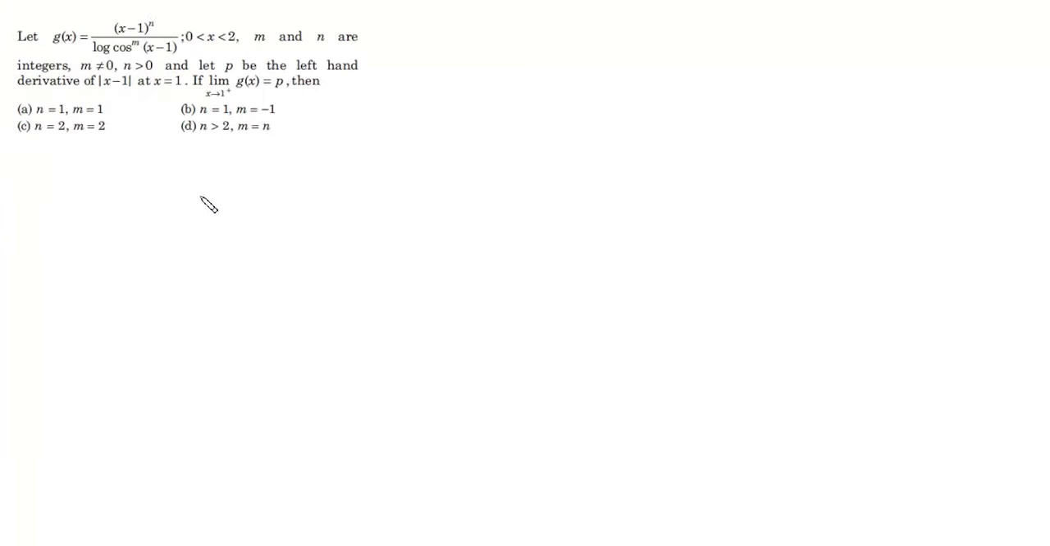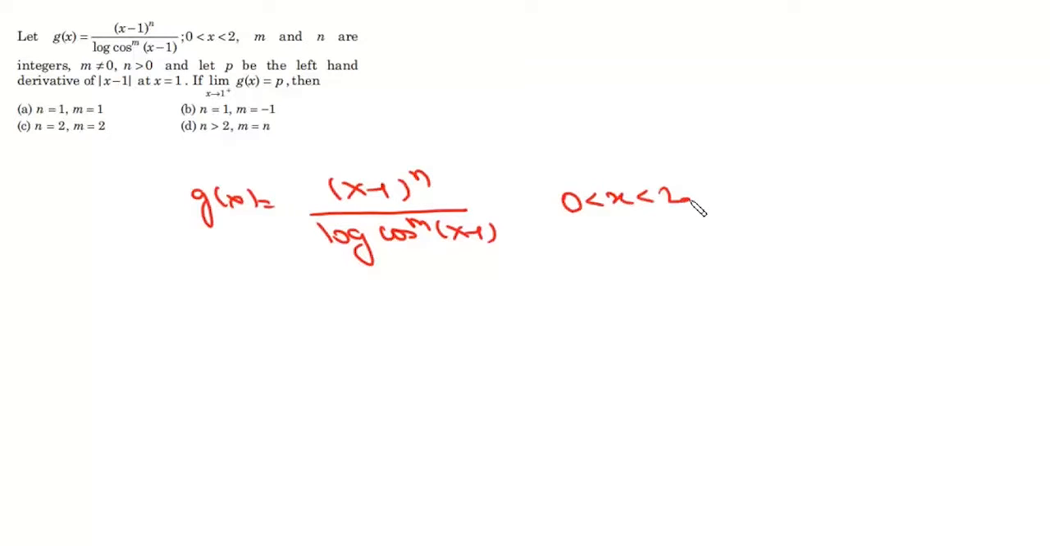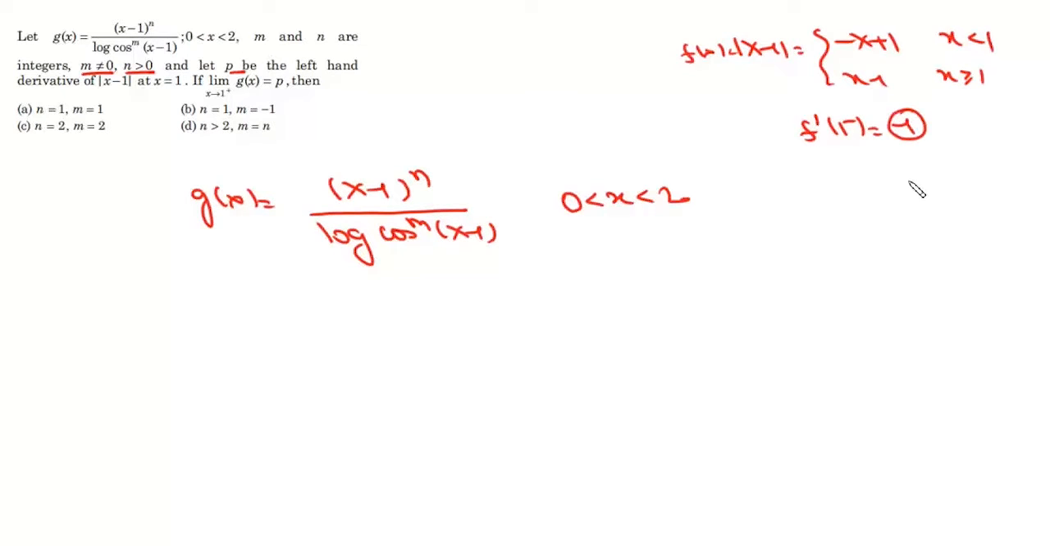Now here the question is, we are given this function g(x), which is (x minus 1) to the power n upon log cos to the power m (x minus 1) when x lies between 0 and 2, where m and n are integers, and m is not equal to 0 and n is greater than 0. Now p is the left hand derivative of mod x minus 1 at x equals 1. Now if we look at this function, mod x minus 1 will be minus x plus 1 when x is less than 1, and it will be x minus 1 when x is greater than or equal to 1. So if we look at its left hand derivative, f dash 1 negative will be simply minus 1.